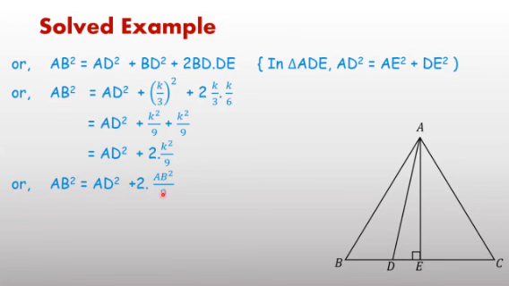AB square upon 9. Now multiply the whole equation by 9. You will get 9AB square equals 9AD square plus 2AB square. Transfer 2AB square to the left side and subtract. You will get 7AB square equals 9AD square, or 9AD square equals 7AB square. This is the first example. Now the second, which is also important.